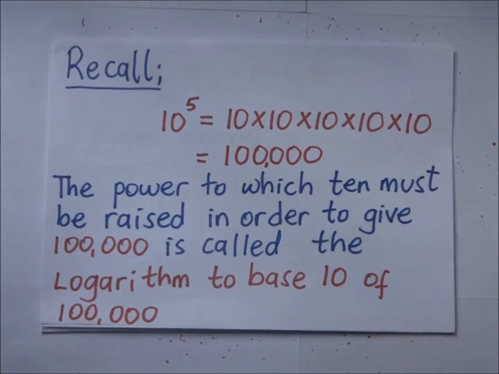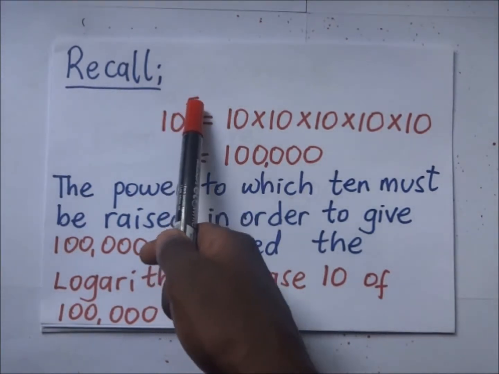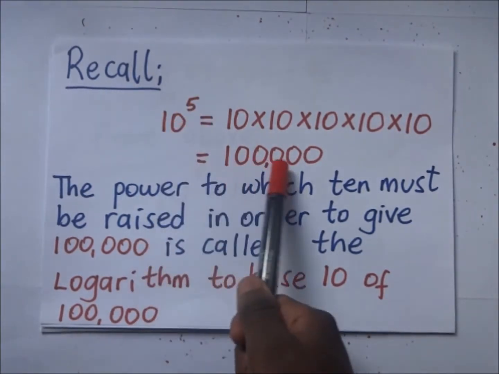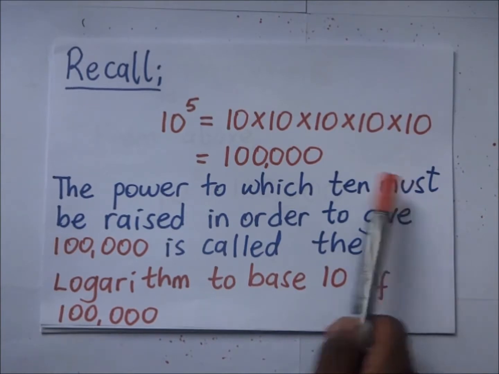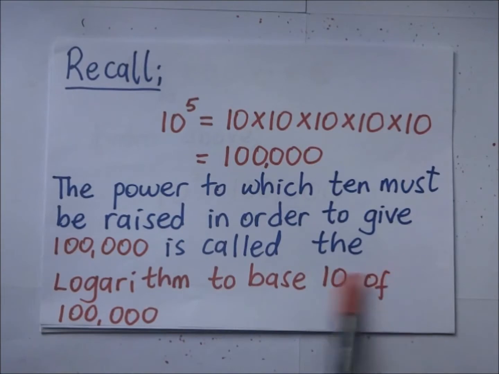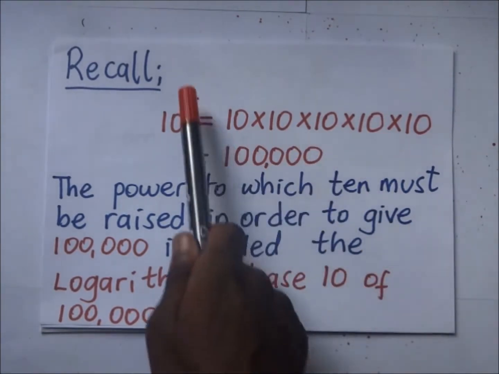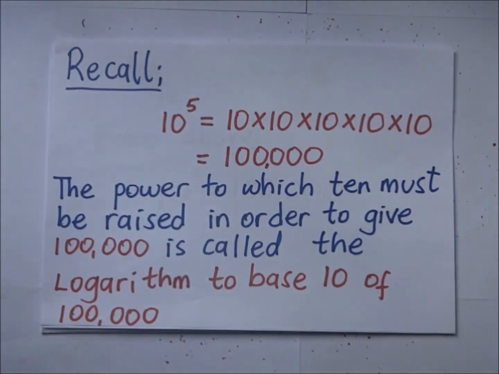Why do we say so? Because you're going to have to raise base 10 to the power 5 for you to be able to get 100,000. By saying all that, I'm trying to derive the definition of logarithms. In essence, the power to which 10 must be raised in order to give 100,000 is called the logarithm to base 10 of 100,000. So it means the log of 100,000 is going to be 5 base 10. And that is the definition right on your screen.